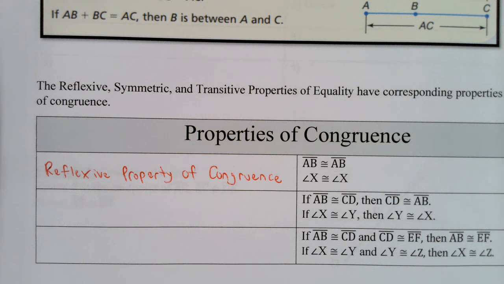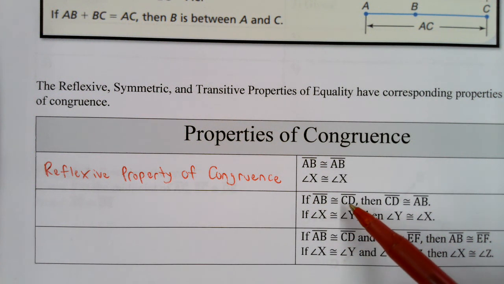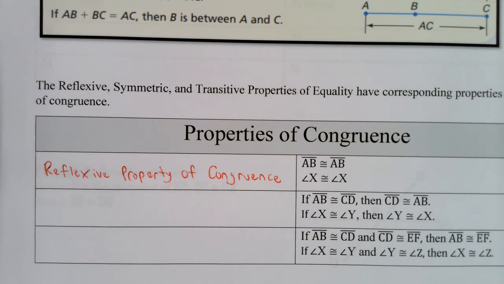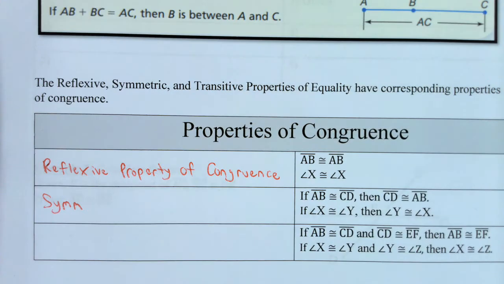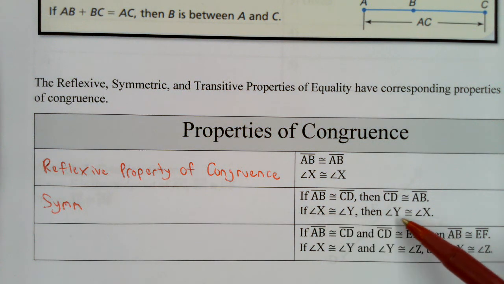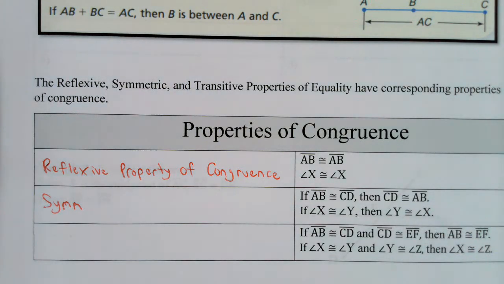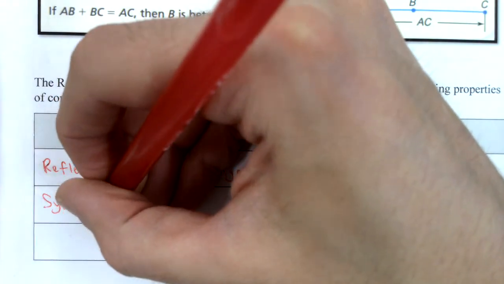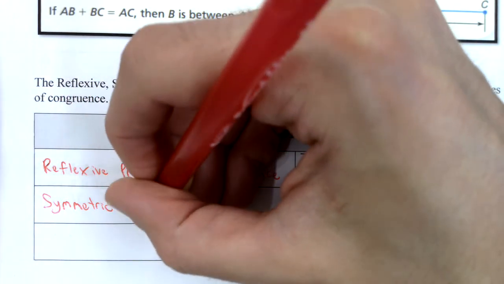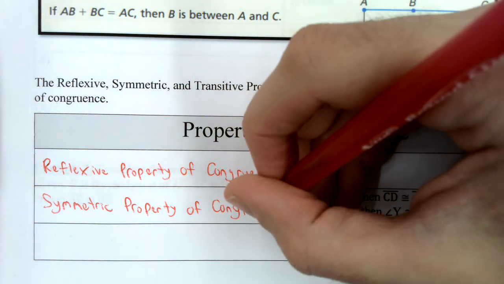And if we have one segment being congruent to another, like if I say segment AB is congruent to CD, then you can say that segment CD is congruent to AB. That would be called the symmetric property of congruence. Even though this lesson is just focused on segments, the next lesson will be on angles, so it also applies to angles. If angle X is congruent to angle Y, then angle Y is congruent to angle X. So symmetric property of congruence. Not equality, congruence. Look at the symbol.